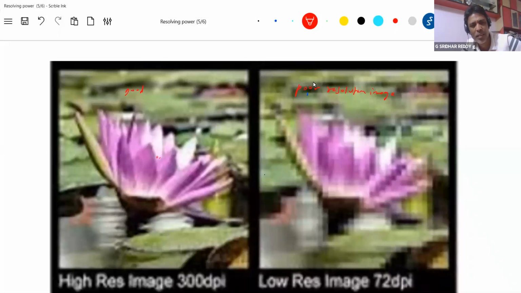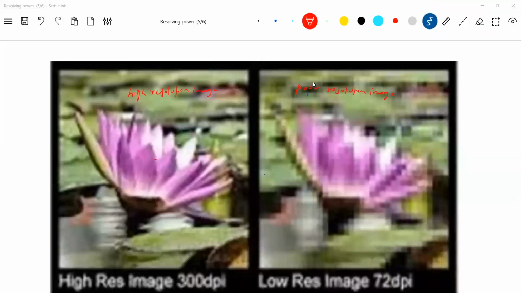So what about this? Here I'm able to measure the number of petals very easily. This has good resolution, this has a poor resolution. So here it's a high resolution image, and that one is a poor resolution image.